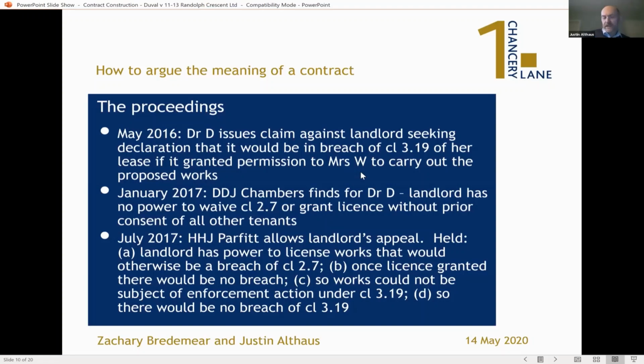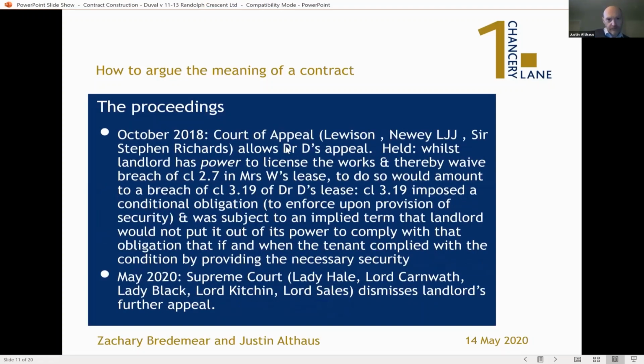The proceedings rumbled on, and they reached the Court of Appeal in October 2018. Lord Justice Lewison gave the lead judgment, and the court allowed Dr. Duval's appeal. It held that whilst the landlord has power to license the works, therefore disagreeing with the Deputy District Judge, and thereby waive breach of clause 2.7 in Mrs. Winfield's lease, to do so would amount to a breach of clause 3.19 of Dr. Duval's lease.